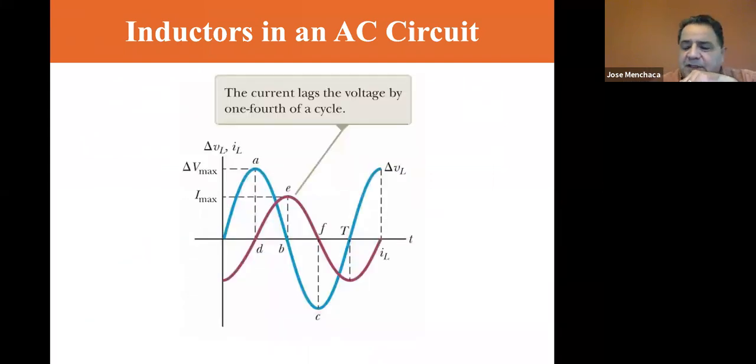Now you can see that with that minus pi over 2, the current lags the voltage by 1/4 of a cycle. In other words, at the beginning, when the voltage is 0, the current is at the negative maximum. When the voltage is max, the current is 0. So the current lags the voltage by 1/4 of a cycle.